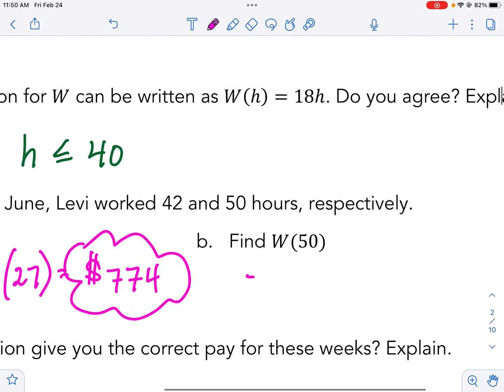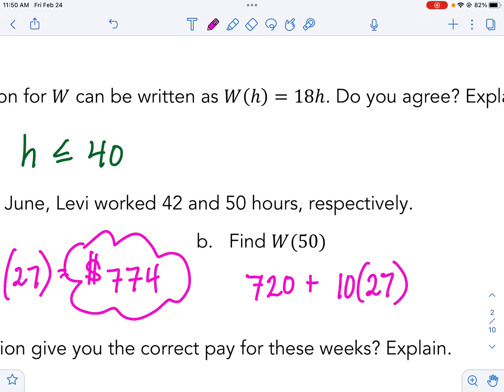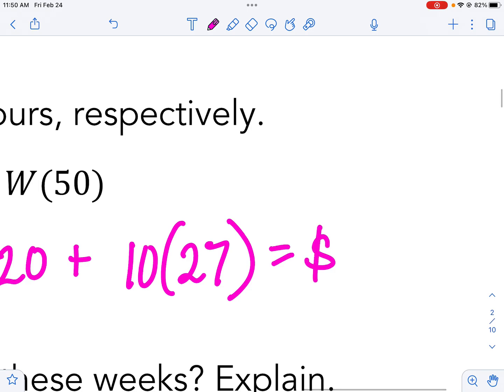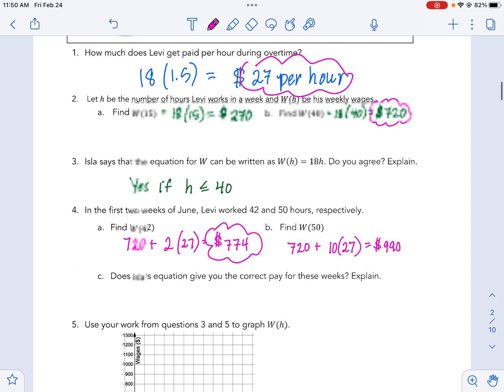All right, W(50). So again, for the first 40 hours, it's $720, plus it's 10 more hours at $27 an hour. And so that total will be $990.